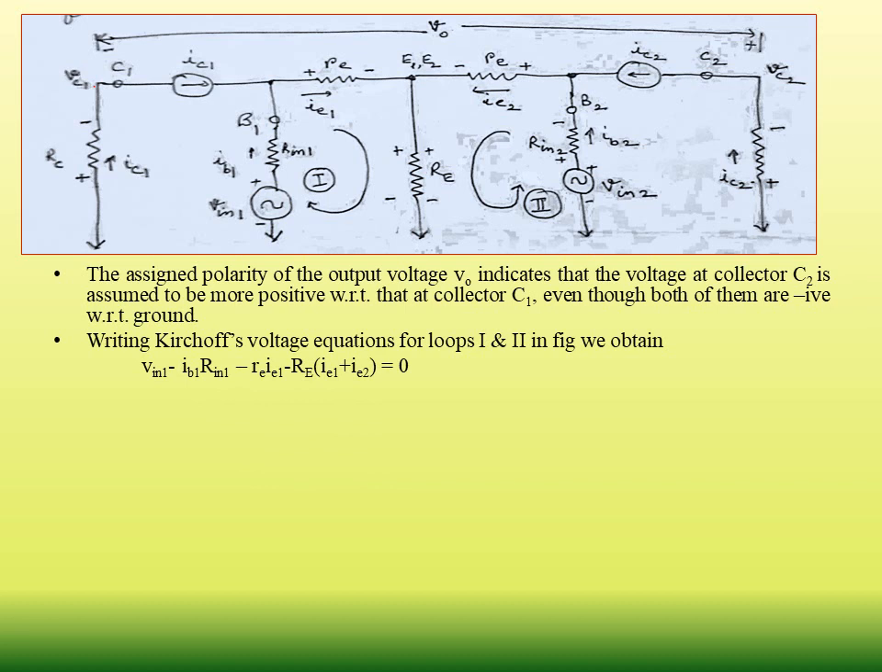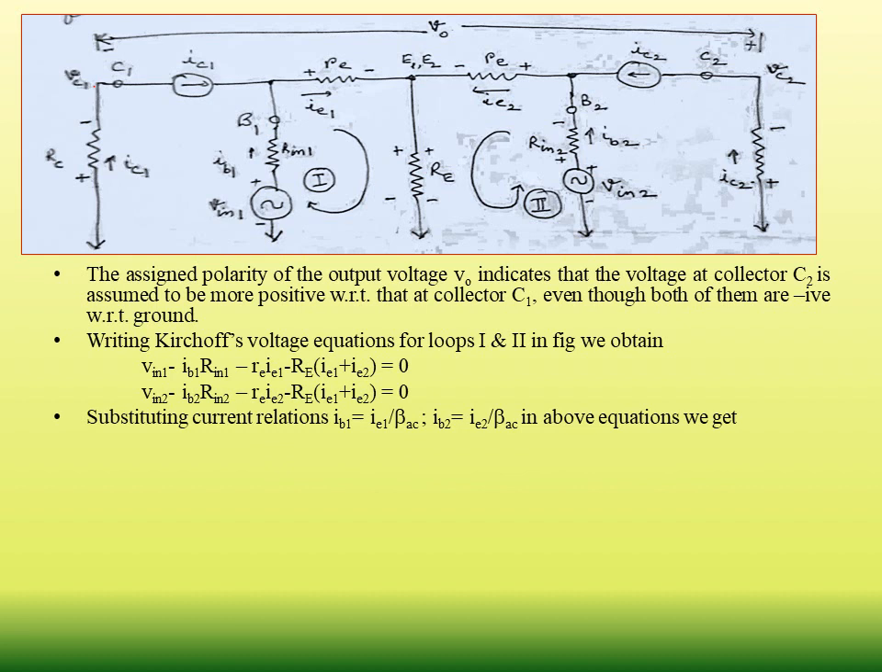These are simple equations 1 and 2. These can clearly be understood. VIN1 has a positive sign and the current flow indicates all the equations 1 and 2.